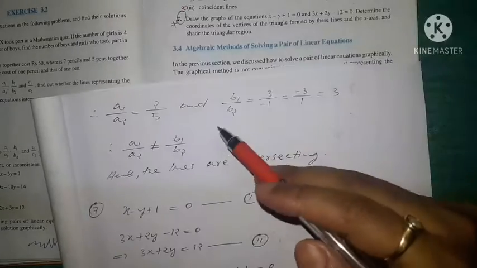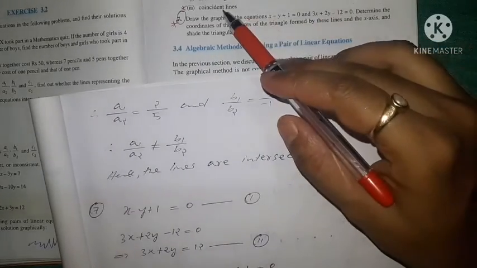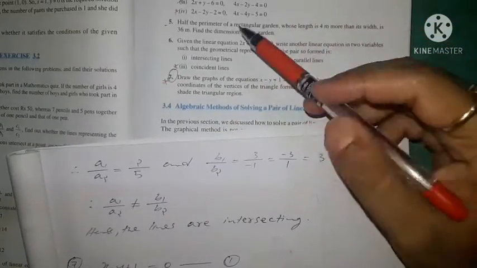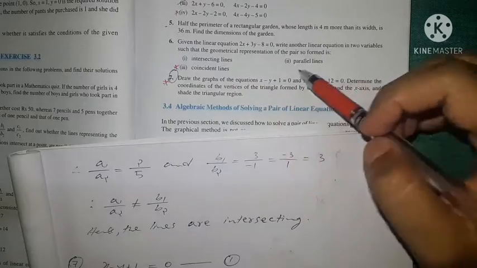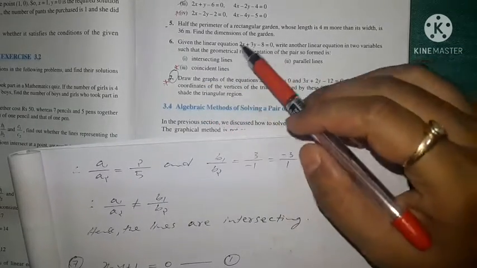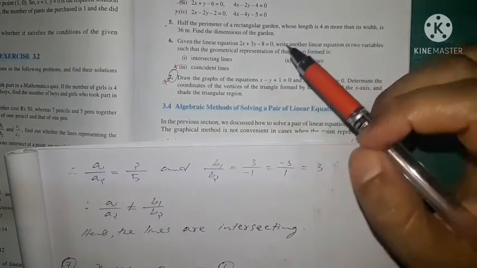So similarly, you give examples for parallel lines and coincident lines. So it is up to you how you give the example. So you have to do this Roman number 2 and 3 by yourself. So let's move to the next question, that is question number 7.